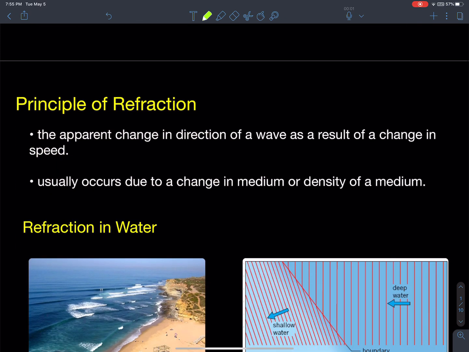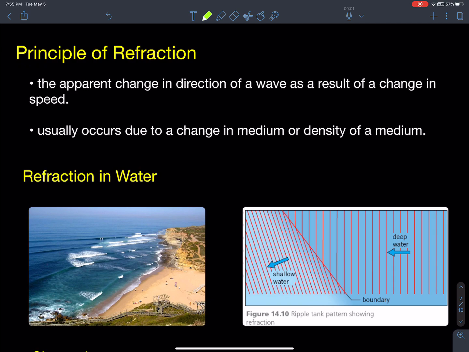Okay, but the big thing that we're going to cover in this video is something that I know you guys covered with Mr. Sickles, which is refraction. Refraction is the apparent change in direction of a wave as a result of a change in speed. Usually it occurs due to a change in medium. So when something is going from air to glass, or when a wave is going from deep water to shallow water, you start to see a change in its direction. And that's due to refraction.